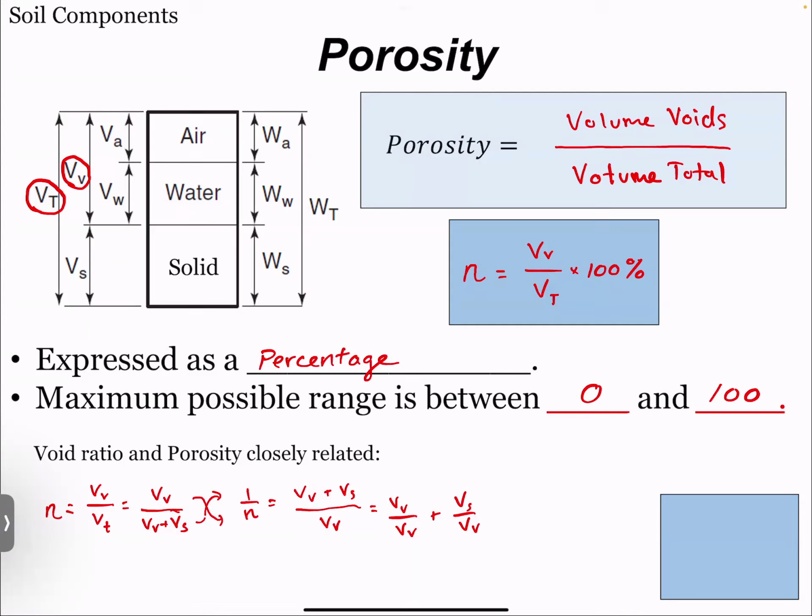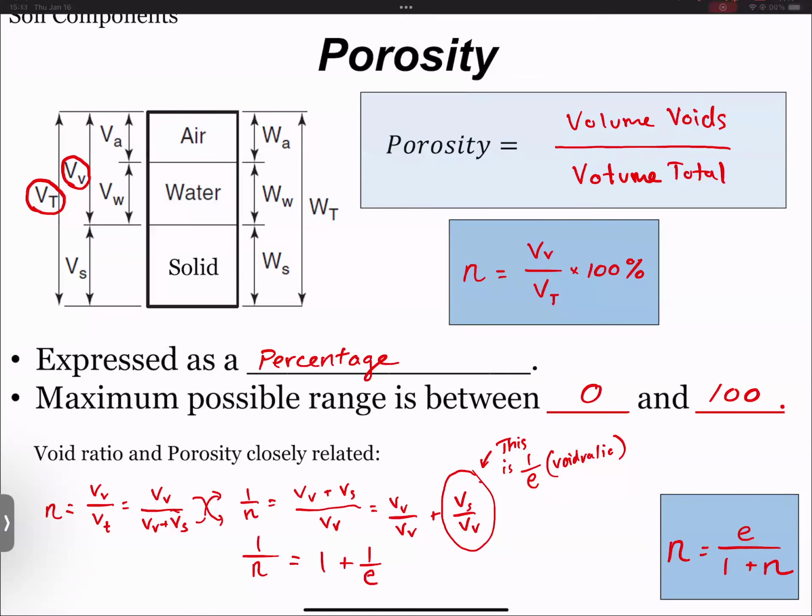And if you remember what void ratio is, this is 1 over E, or 1 over the void ratio. So all this is to say we can relate this porosity value, 1 over the porosity equals 1 plus 1 over E, into this handy equation here. Oh, sorry, that's not an N, that's an E.